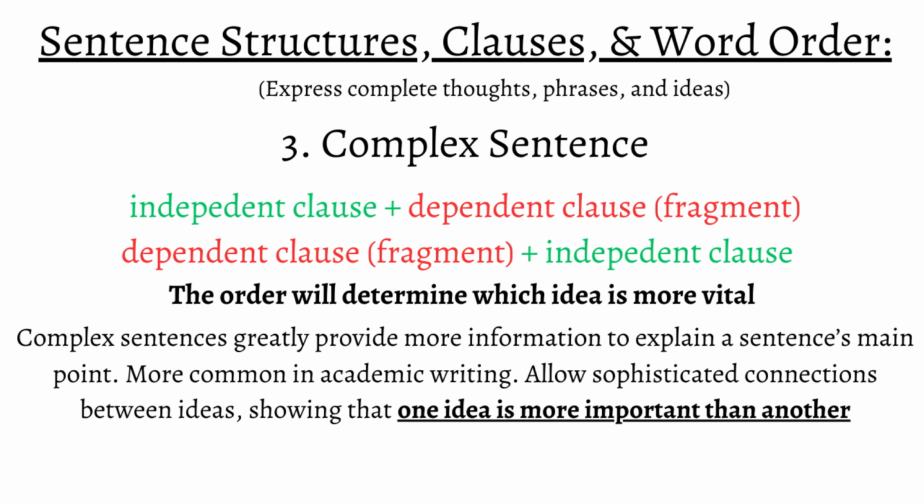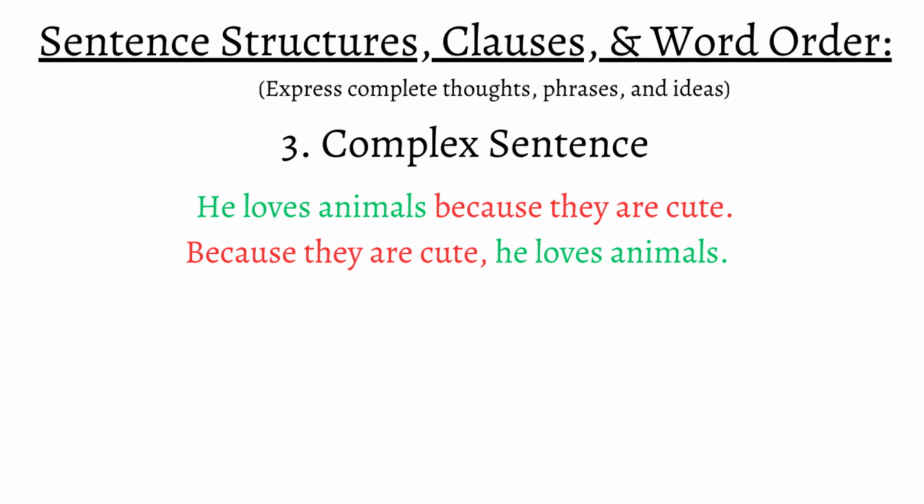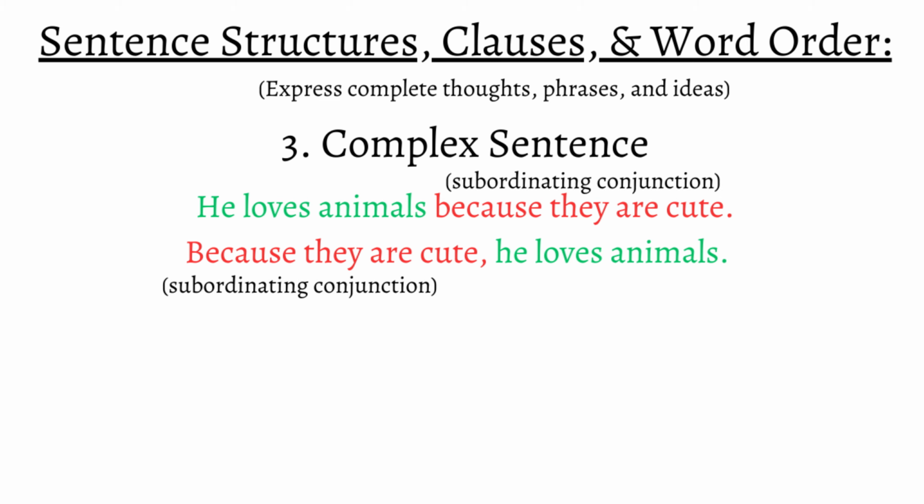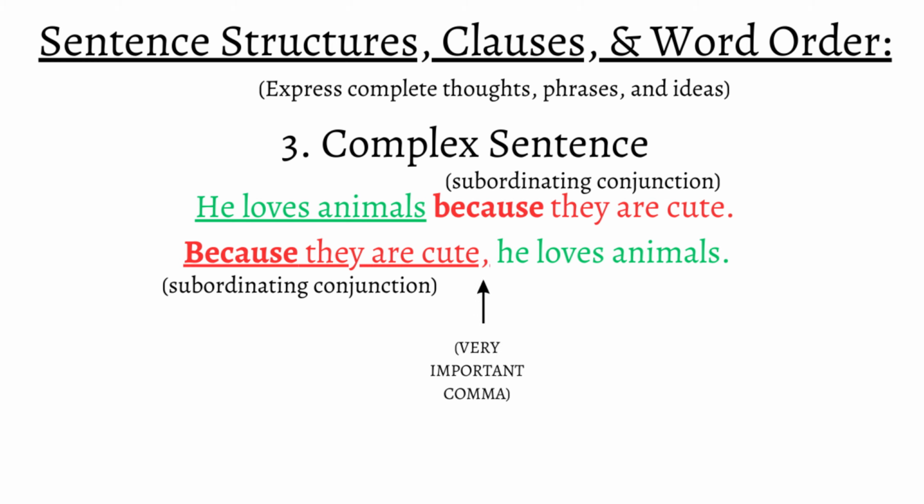He loves animals because they are cute. Because they are cute, he loves animals. The 2 sentences are complex because they each have an independent clause and a dependent clause, also known as a subordinating conjunction. The first one begins with an independent clause, but the second begins with a dependent clause, following a comma. The word because is the subordinating conjunction that begins the dependent clauses that cannot stand on their own, thus being fragments.